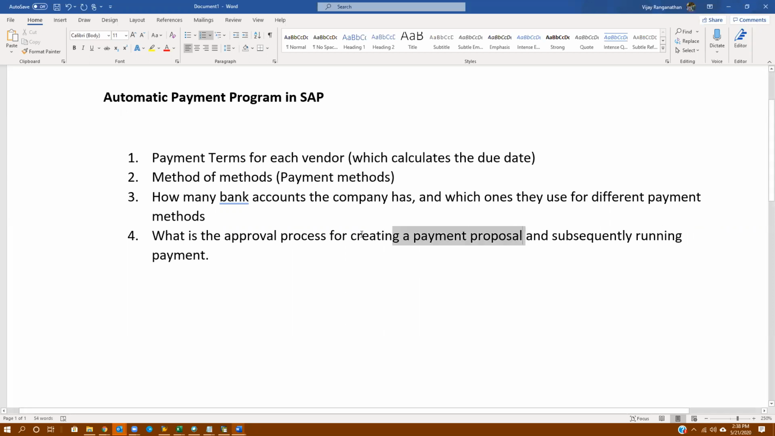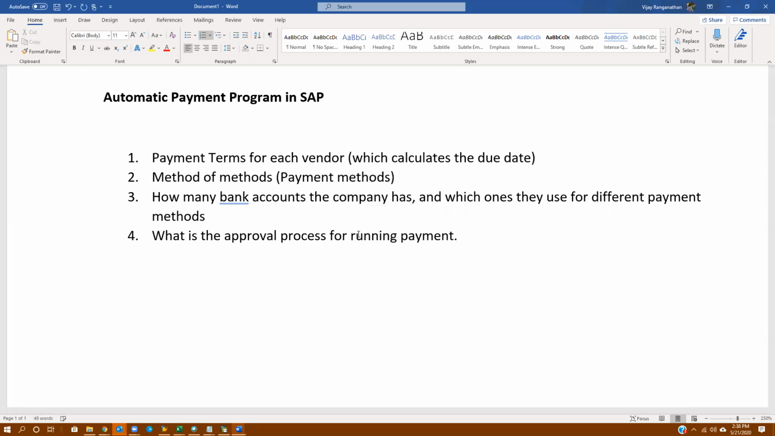Actually, you don't need approval for creating a payment proposal. What's the approval process for running the payment, for making the payment or sending the payment, let's say, or posting the payment? Posting the payment. Yes. Okay.